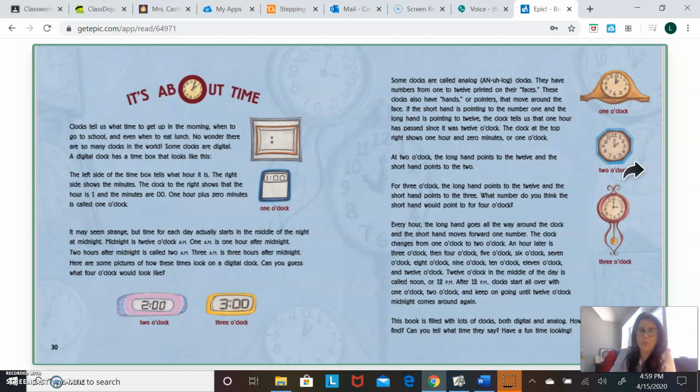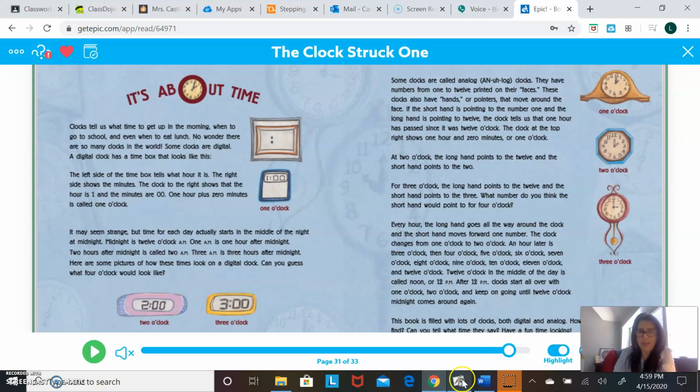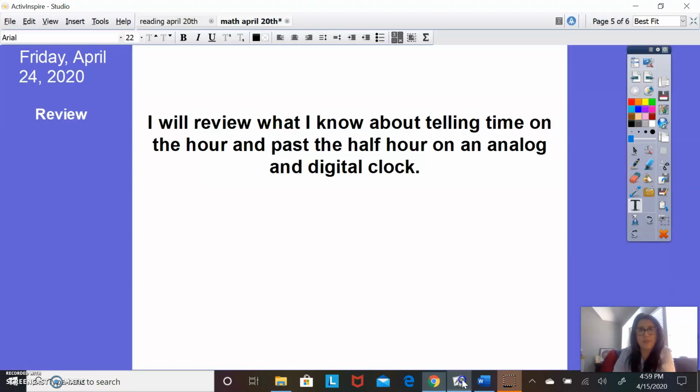So I hope you enjoyed this book. This book is in your mailbox if you would like to read it. And today there is not an assignment in math. I just wanted for us to review what we learned this week about telling time using time on the hour and half past the hour using analog and digital clocks.